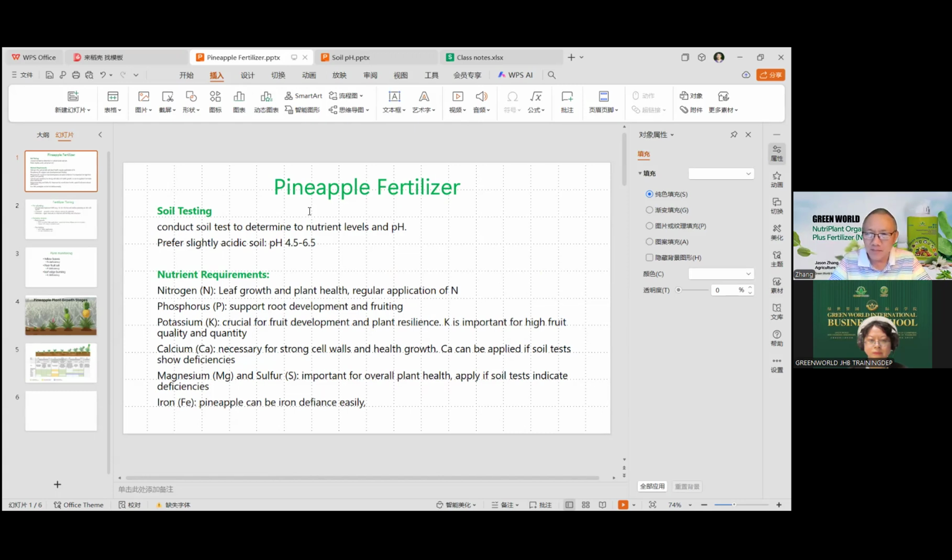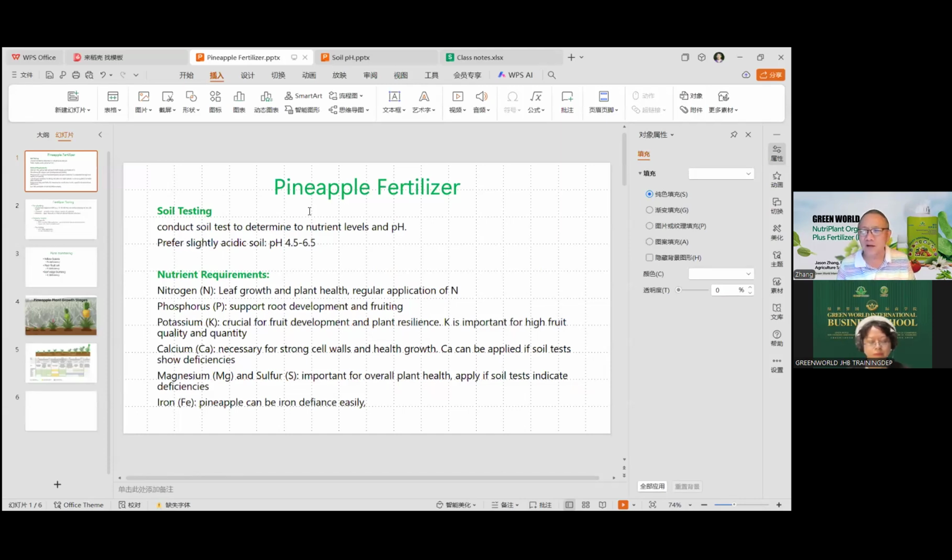You need to add them. If you're not running low, don't add them, because you will change your pH. And another thing is the iron. Pineapple also has problems; it's very sensitive if you are deficient in iron. So most of the time we don't pay attention to this kind of secondary or micro elements.